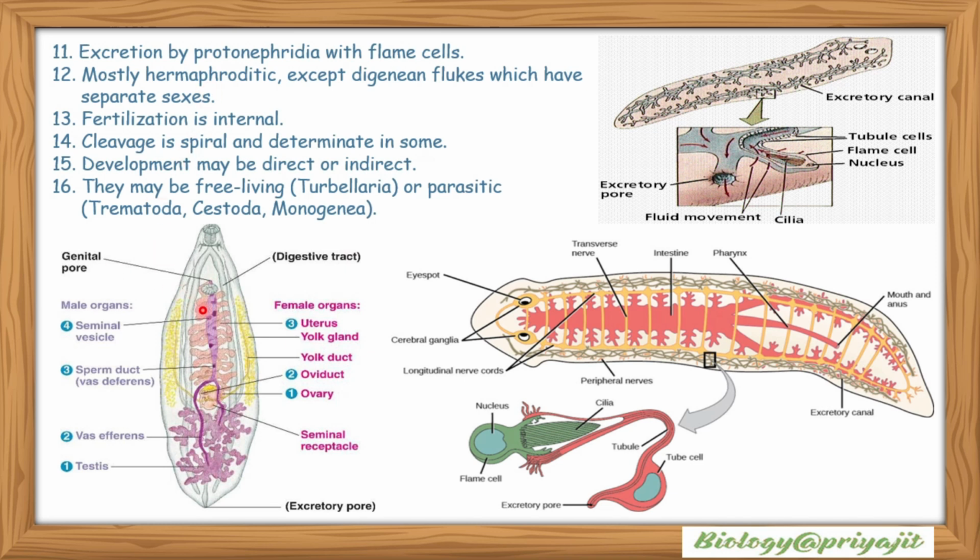Hermaphrodite means in a single organism there are testes, vas deferens, sperm duct, and seminal vesicles, the male reproductive organs, and also the female reproductive organs like ovary, oviduct, uterus, yolk gland, etc. Their fertilization is internal, cleavage is spiral and determinate in some animals. The development may be direct or indirect. They may be free living like Turbellaria or parasitic, like Trematoda, Cestoda, and Monogenea.